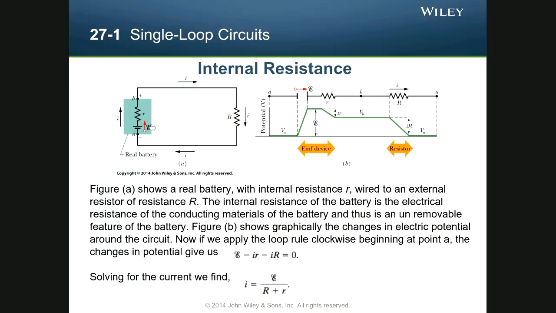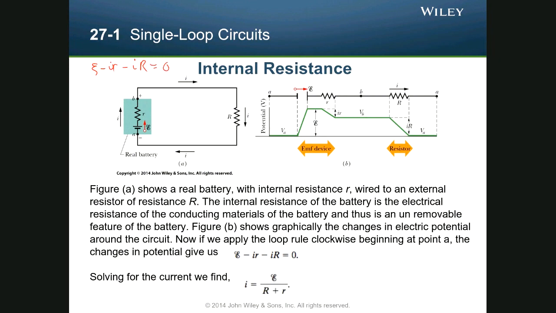So when we go through the loop, let's apply the loop rule very simply. They do it down there, but we'll do it up here. So start at terminal A, and we go up the hill, right? So that's going to be E, or a squiggle, and then minus I little r. And then as we go around, because we're going with the current, again, minus I big R, and that's going to equal 0.